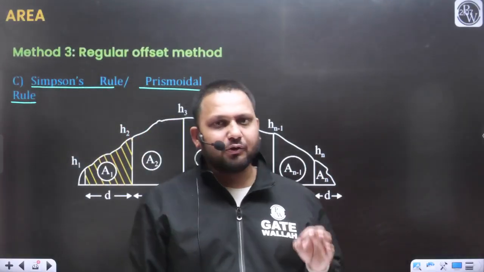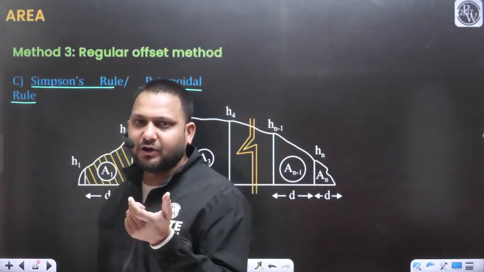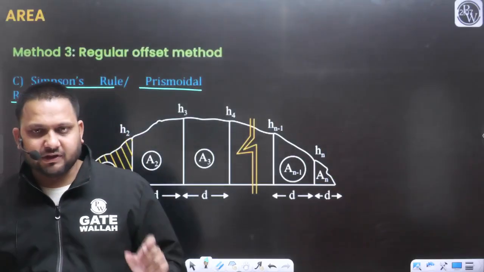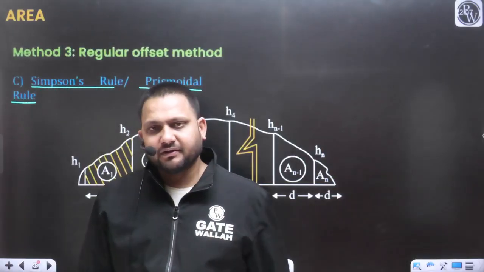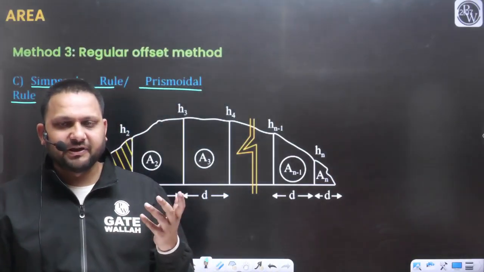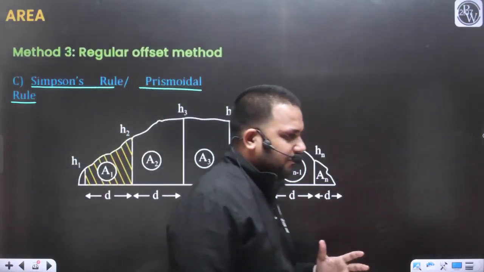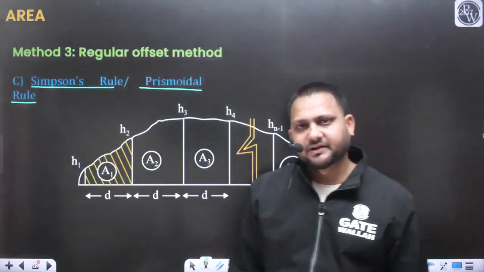They will provide you H1, H2, H3, H4, up to Hn. They will provide you the value of small d, the interval. So if you know d and all the offsets, we can very easily calculate the area. For example, till now we have discussed the trapezoidal method, yes or no?